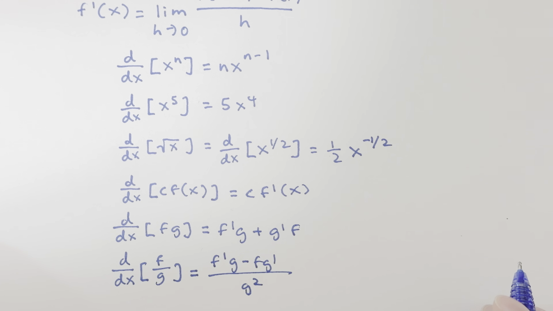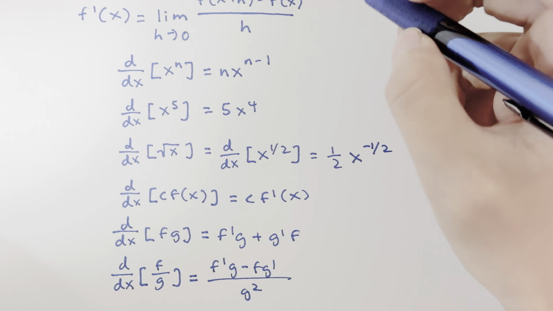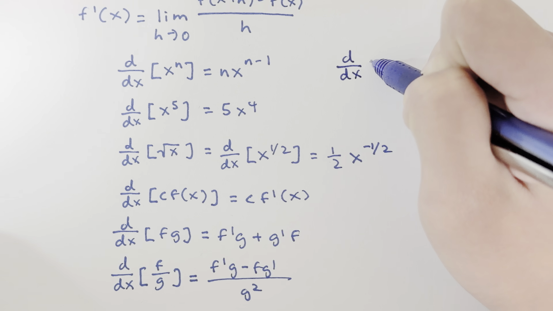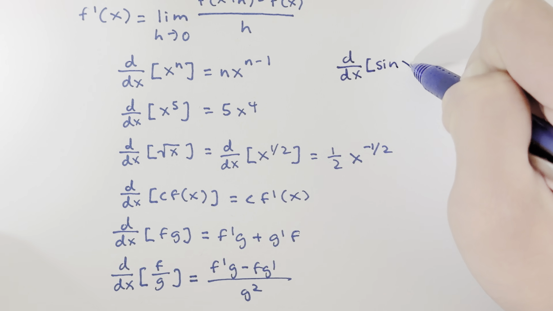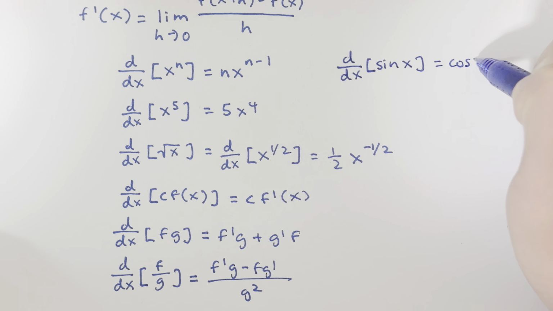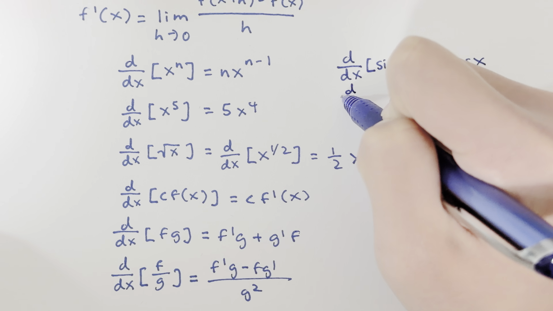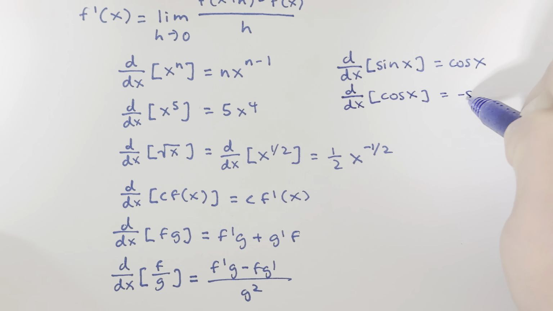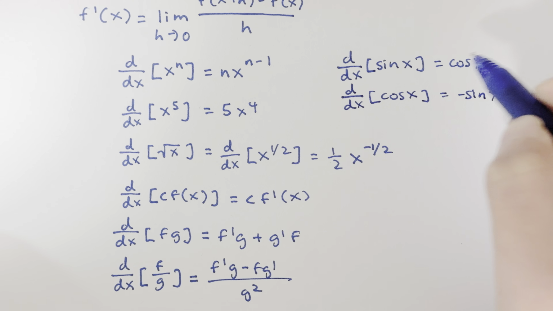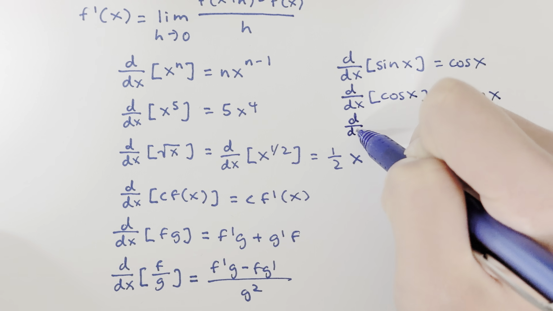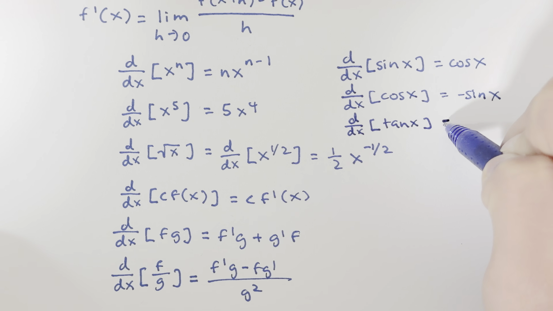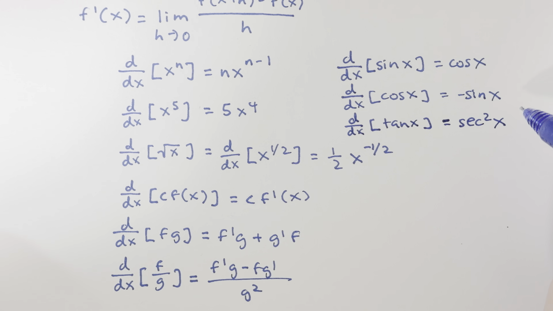And now we have the derivatives of trig functions. For example, d over dx of sine x equals cosine x. d over dx of cosine x is equal to negative sine x. And then d over dx of tangent x is equal to secant squared x. So these are the three main trig function derivatives you have to know.